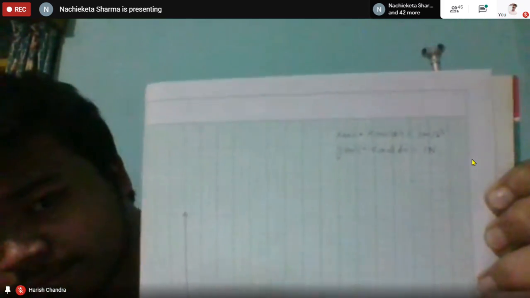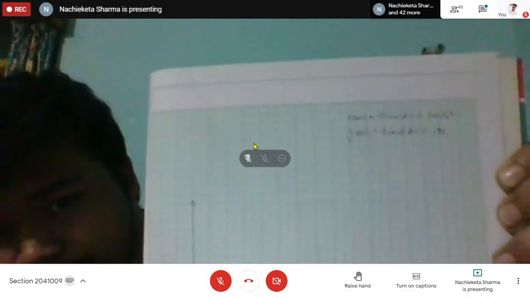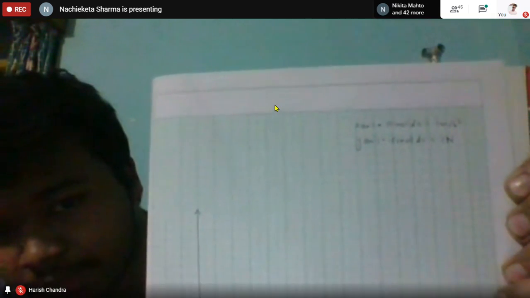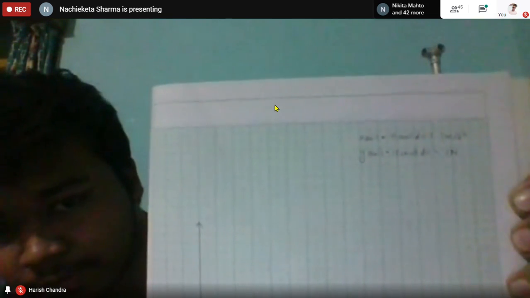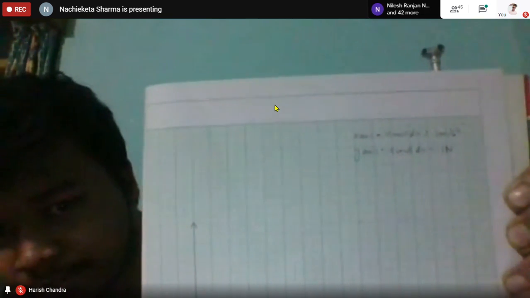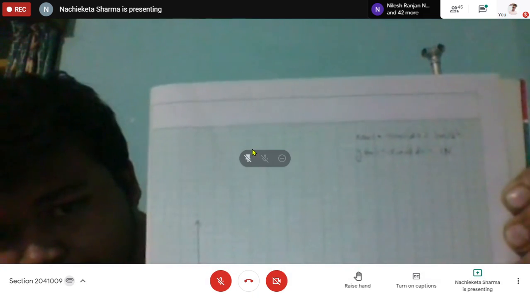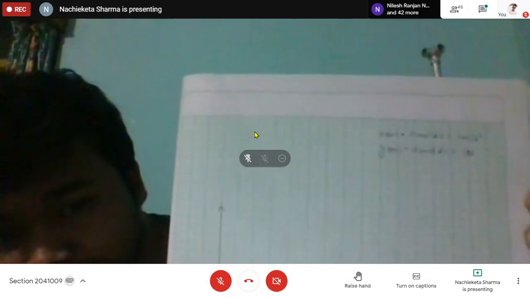This is the scale. 10 small divisions. On the x-axis, 10 small divisions equal 1 meter per second square. On the y-axis, 10 small divisions equal 1 Newton. Very good.